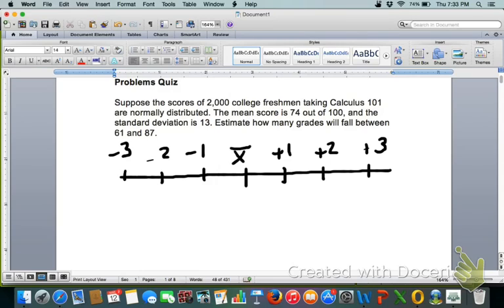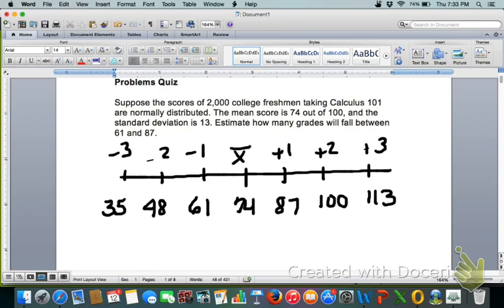My mean, it tells me, is 74. So going to the right, 74 plus a standard deviation of 13 would be 87. 87 plus 13 would be 100. Then 100 plus 13 would be 113. And then moving to the left, 74 minus 13 would be 61. 61 minus 13 would be 48. 48 minus 13 would be 35.